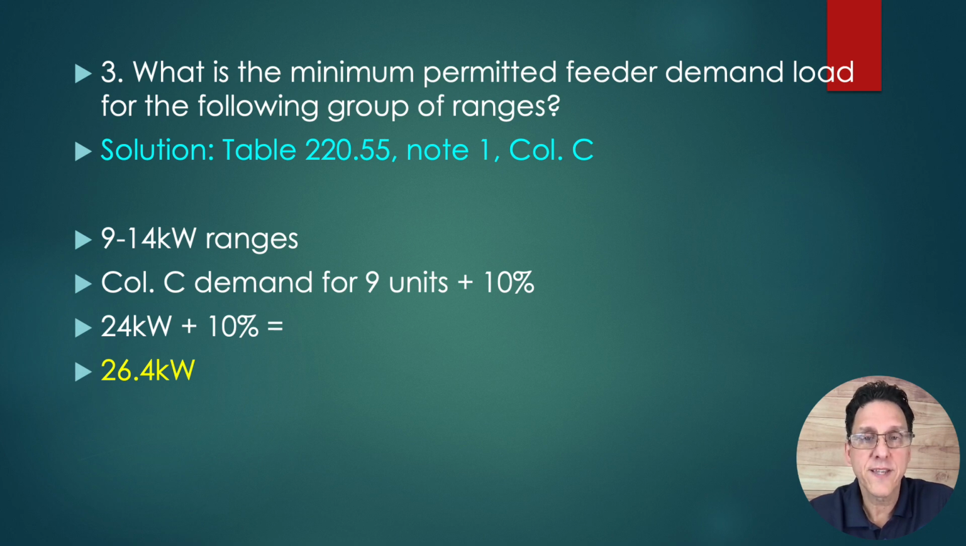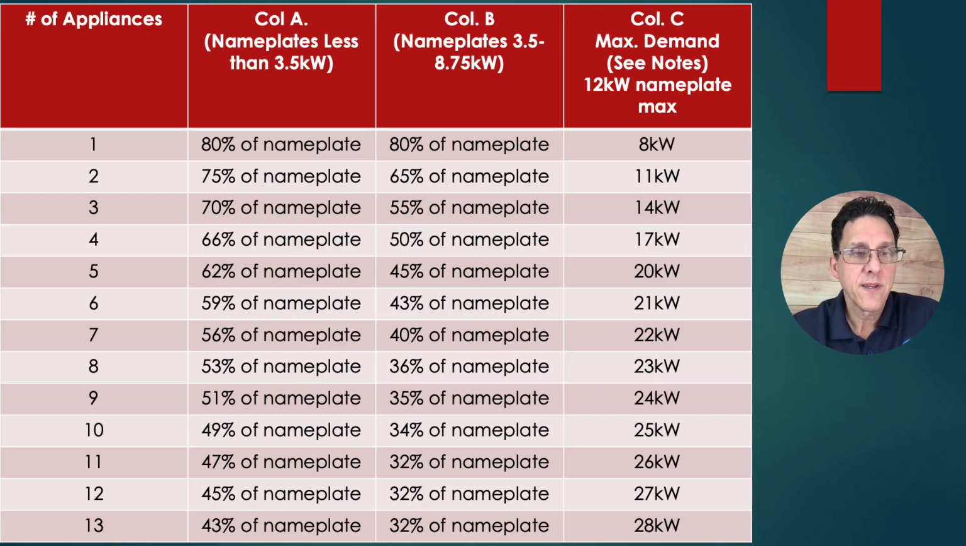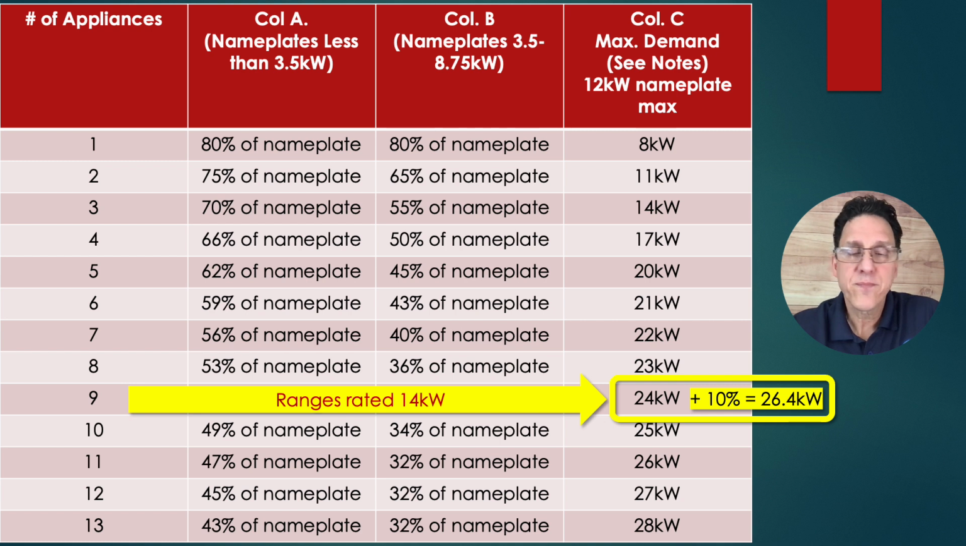And if we take a look at the table, 9 units. Add 10% to that, right? Their rating is actually 14 kW, so that is 2 kilowatts over 12, right? The individual rating is over 12. So in this case, it's 2 kilowatts over 12. Well, it's 5% for every kilowatt, or major fraction of a kilowatt. We're 2 kilowatts over 12. So it's column C plus 10% in this case.